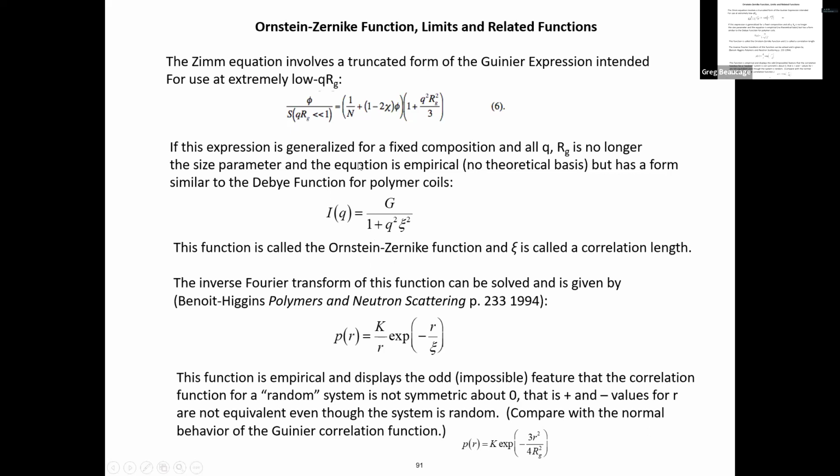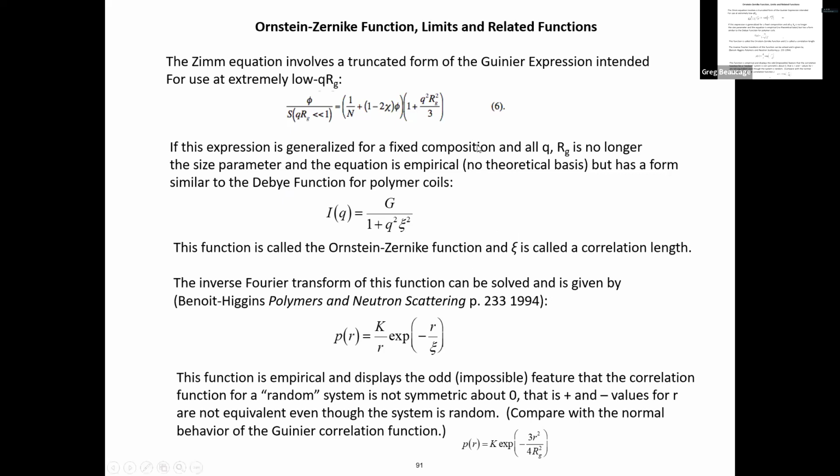They use zeta in there because they treat it like polymer coils. That's called the correlation length, and that also doesn't have a definition. There is a correlation length that means something, but this one doesn't mean anything. It's just some size parameter that comes out of this function. So it doesn't connect to anything.